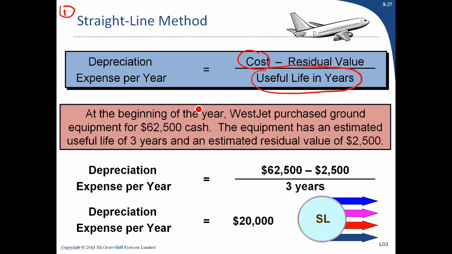years. So if at the beginning of the year WestJet purchased ground equipment, so ground equipment in an airport is those little cars they have on the tarmac that take the people out and all of the luggage in and out of the airplane. So that's ground equipment, right? So WestJet purchased ground equipment for $62,500, 3-year useful life, and an estimated residual value of $2,500. Meaning at the end of 3 years, we're going to be able to offload this to maybe like an airport in like rural Alaska that is willing to buy cheap used ground equipment for $2,500.